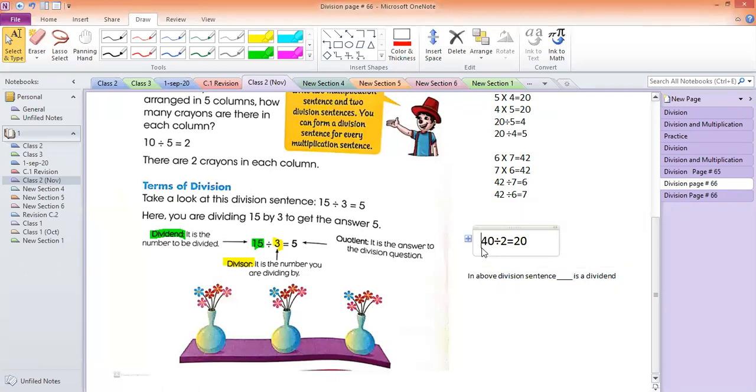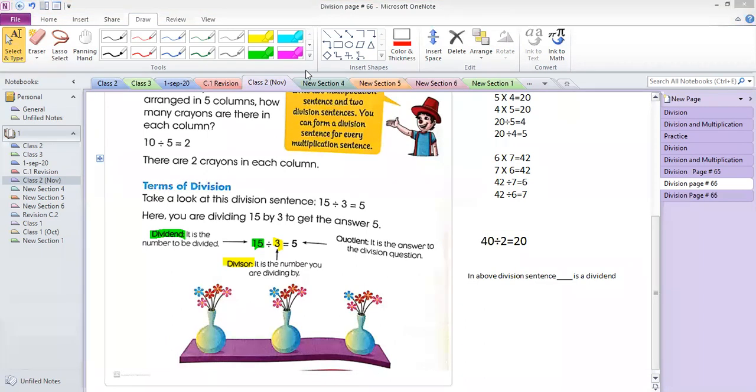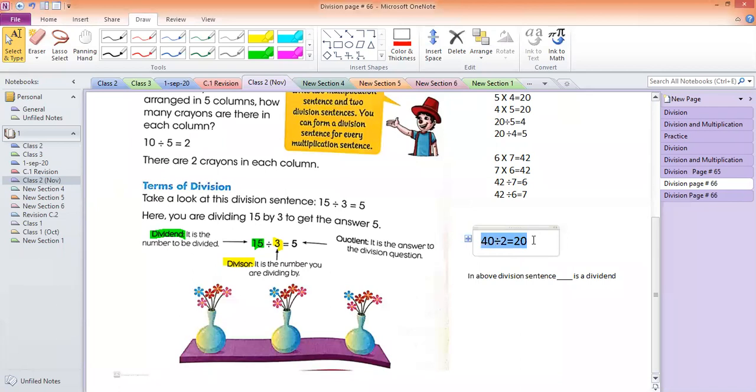Dividend means the number you have to divide. In 40 divided by 2, which number are you dividing? Sharif. In 40 divided by 2, in above division sentence, dash is a dividend. Which number is the dividend here? 40, 2, or 20? Which number is dividend here?